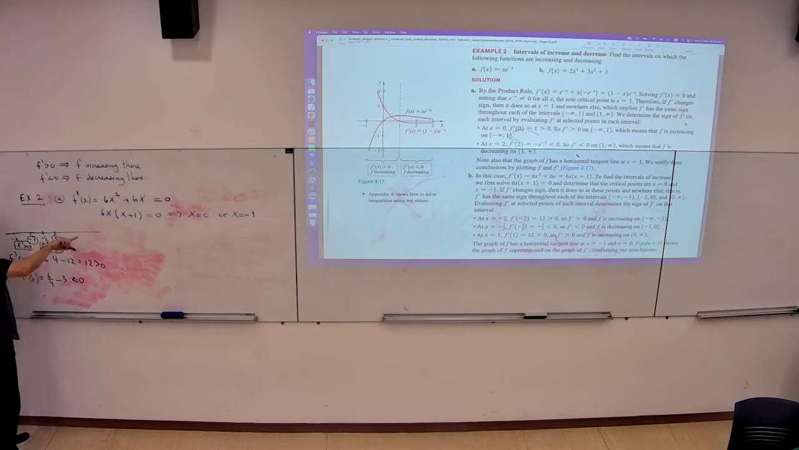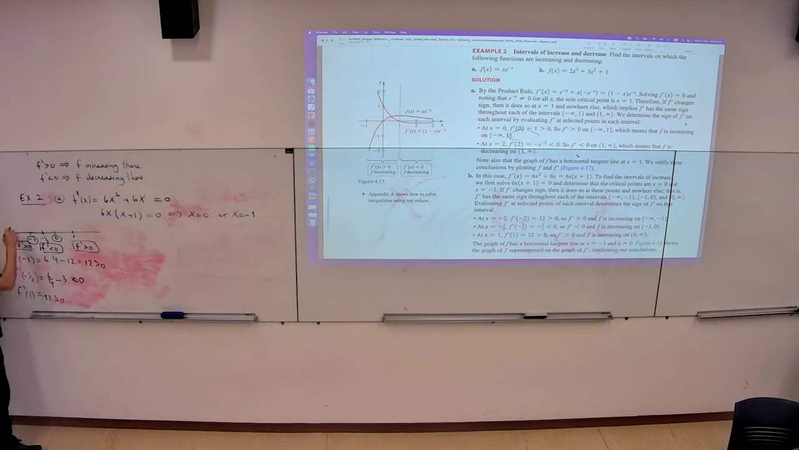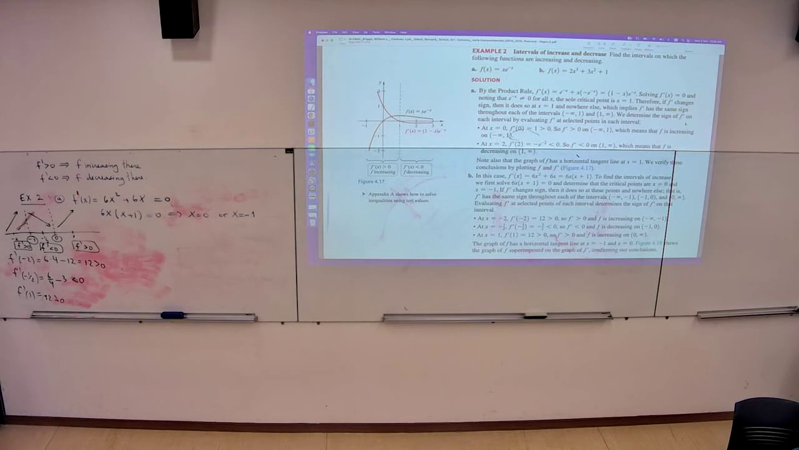And then what happens to the right of the critical point 0? Let's take 1. So f prime of 1 is 6 plus 6, 12. Again, positive. Okay? So f prime here is positive. Thus, your function looks like, well, it's increasing from negative infinity to negative 1. Then it's decreasing from negative 1 to 0, and then it increases again up to infinity.